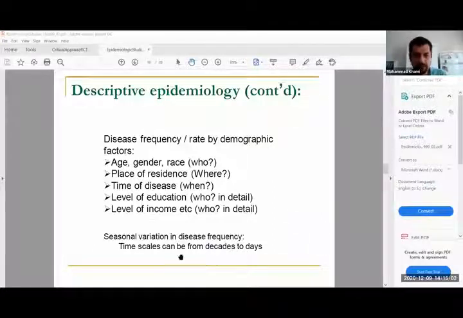So, for example, the seasonal variation in disease frequency is an example of when questions. So the time scales can be from decades to days.